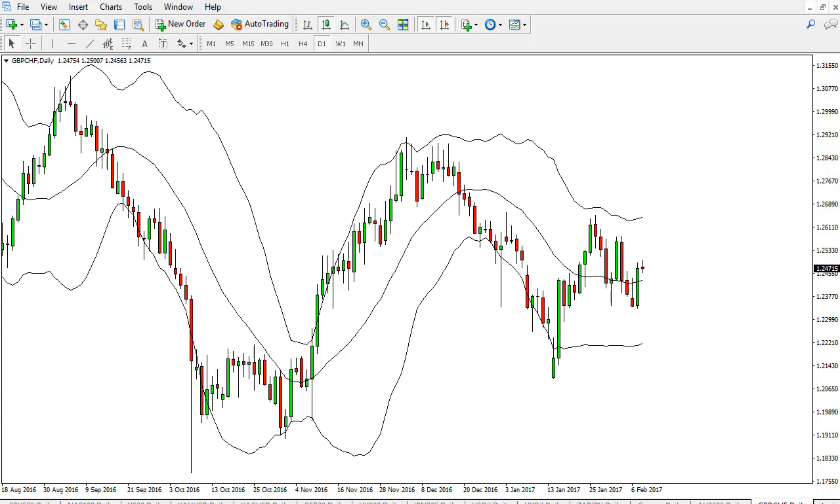Now, without going into the mathematics of it, really what you need to know is that the inner line is the 20-period, in this case day, on the pound Swiss, moving average like you would have on a normal chart, and that this line up here is twice as far from that moving average as the market typically will move. So the idea is that if you are two standard deviations away from the average price, then more than likely you're going to go back to the average price.